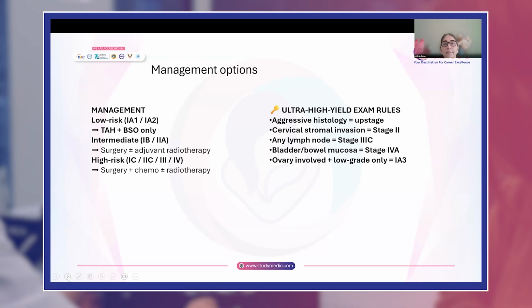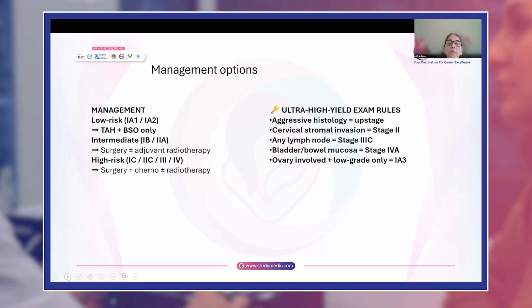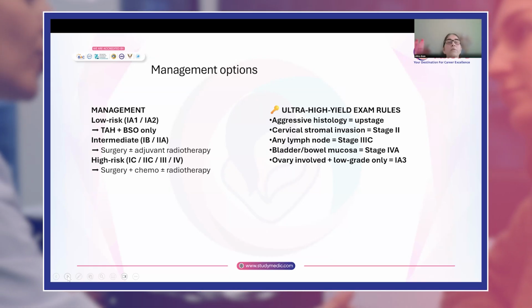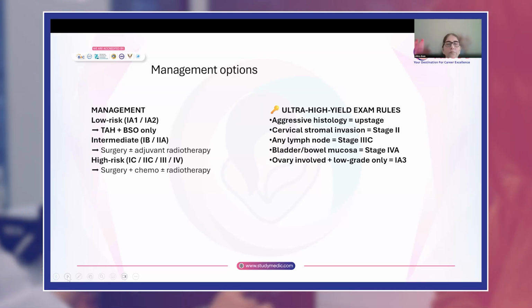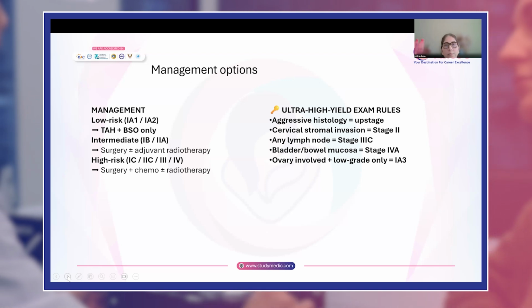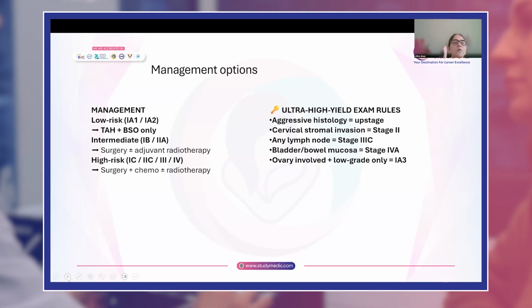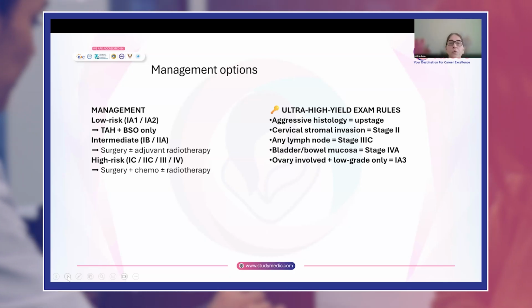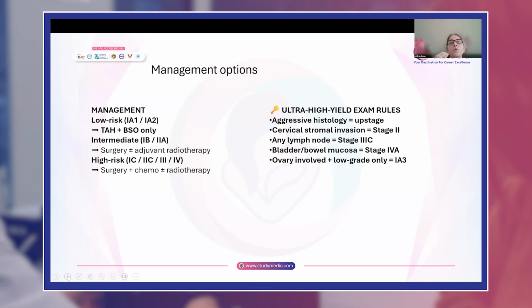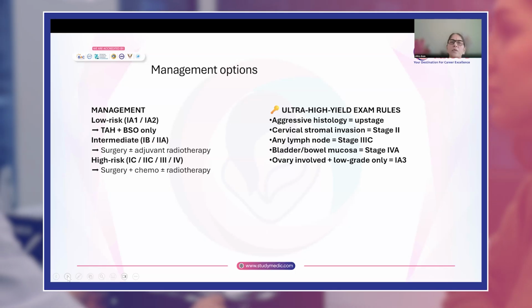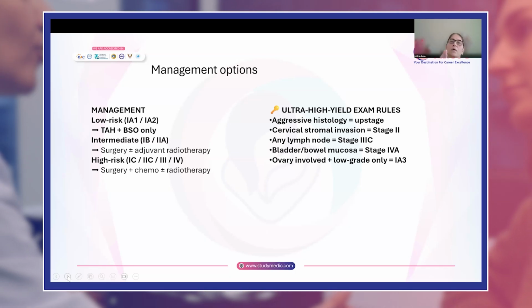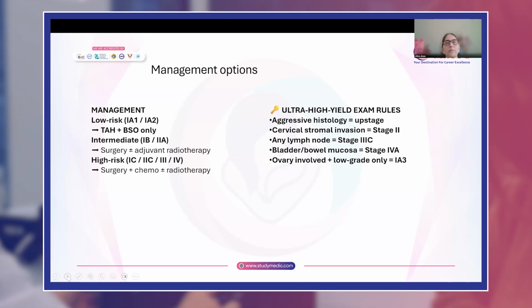Those which are high risk, so aggressive types, 1C, 2C, 3 and 4. For them, yes, surgery, chemo, plus or minus radiotherapy. Okay, these are the options. So remember, only when it is low risk, you will offer surgery only. When it becomes intermediate, you will add radiotherapy, and those which are high risk, you will do surgery, chemotherapy, plus or minus radiotherapy.